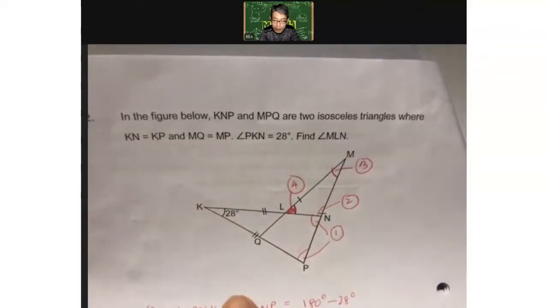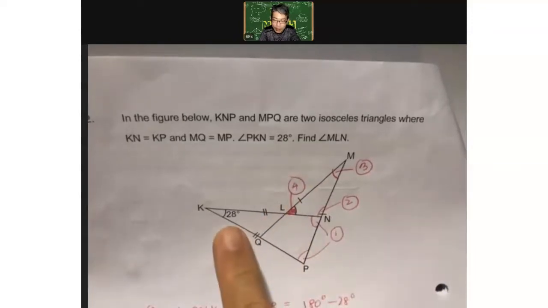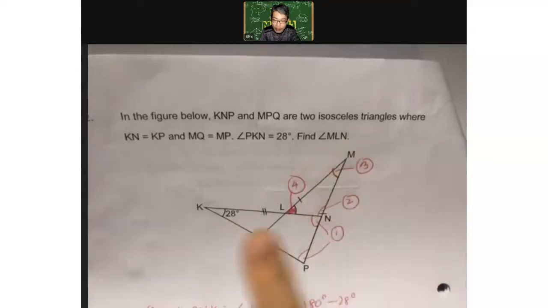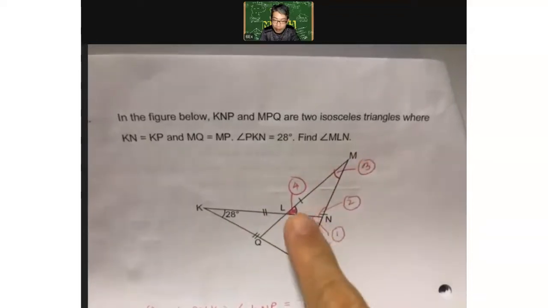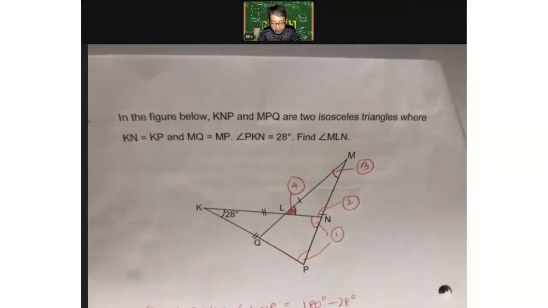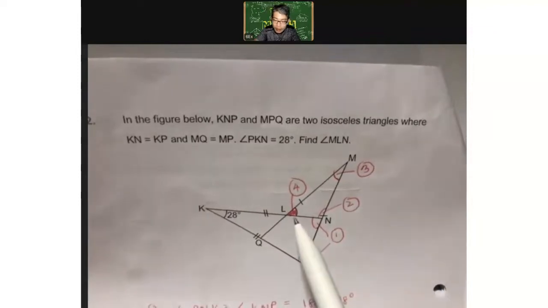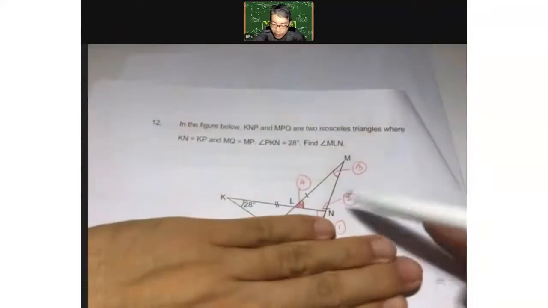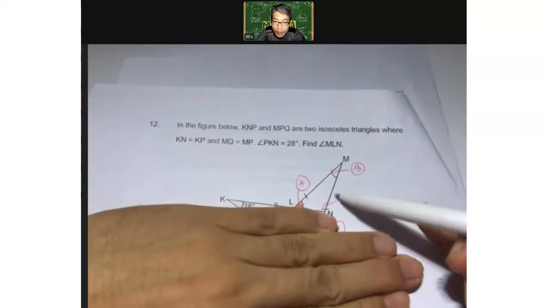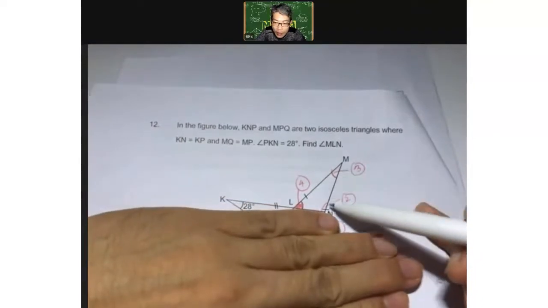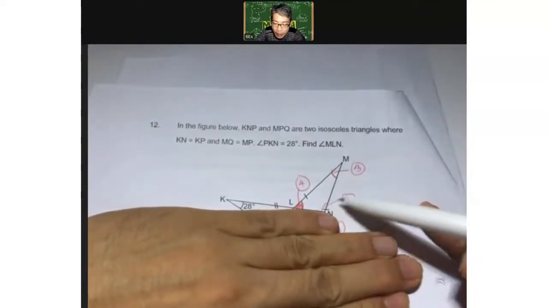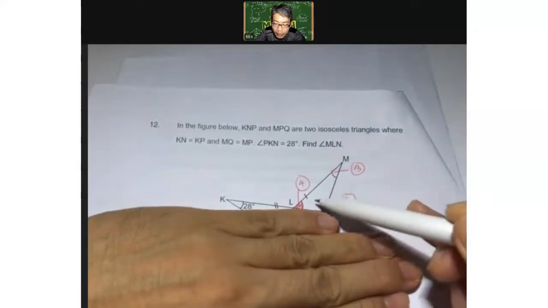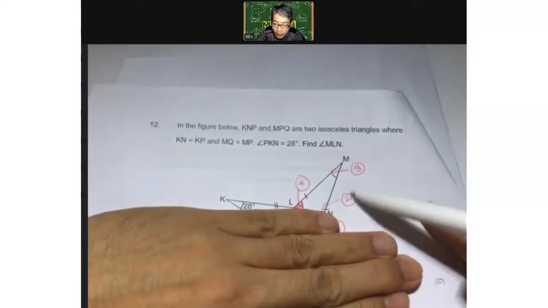KN equals to KP, MP equals to MQ. And one angle is 28. Find angle MLN. MLN, this small angle here. I was thinking, to find this angle, I will work backwards to show you. If only I have these 2 angles. You see, if I have these 2 angles, I can use the property: angle sum of a triangle is 180. 180 minus these 2, I get this, right. So I need to find these 2 angles.